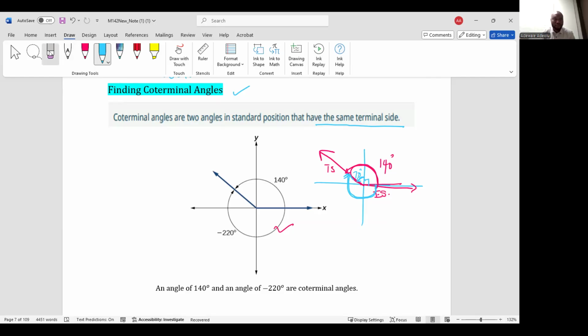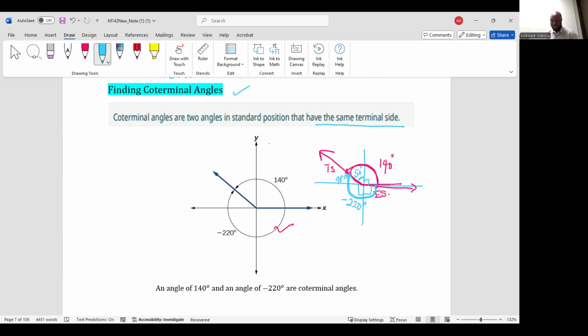Oh, sorry. Okay. So this is 90. So this will be 50 degrees. And here will be 40 degrees. Now, if we move this way, this is 90. This is another 90, making 180 plus 40. That is 220. But remember, because we are going in a clockwise direction, that is a negative angle. So we have negative 220 degrees.